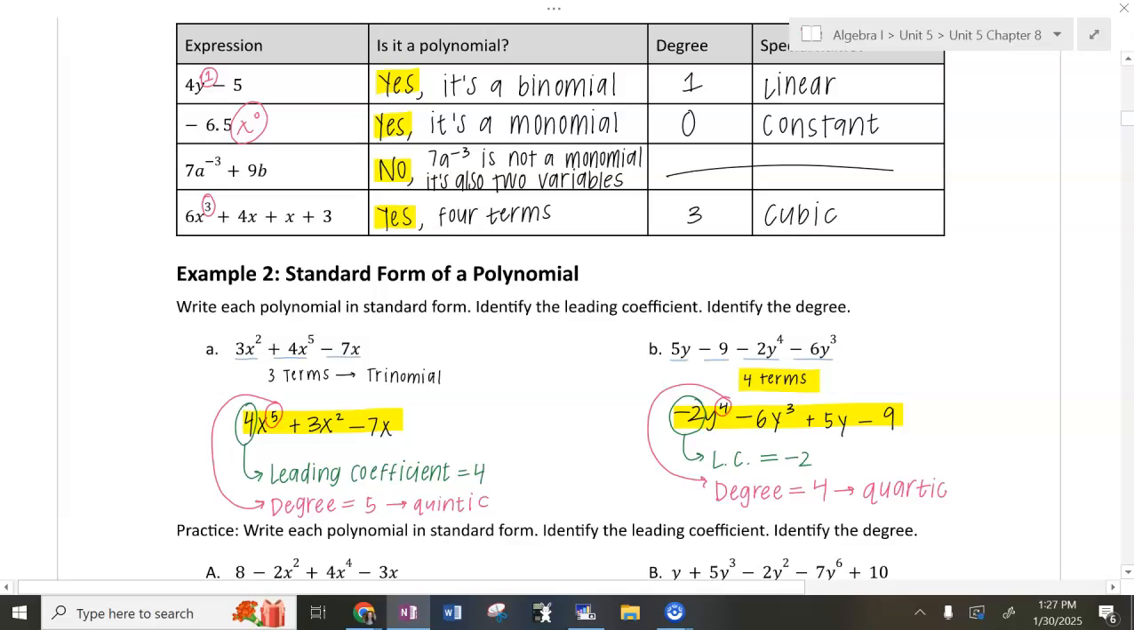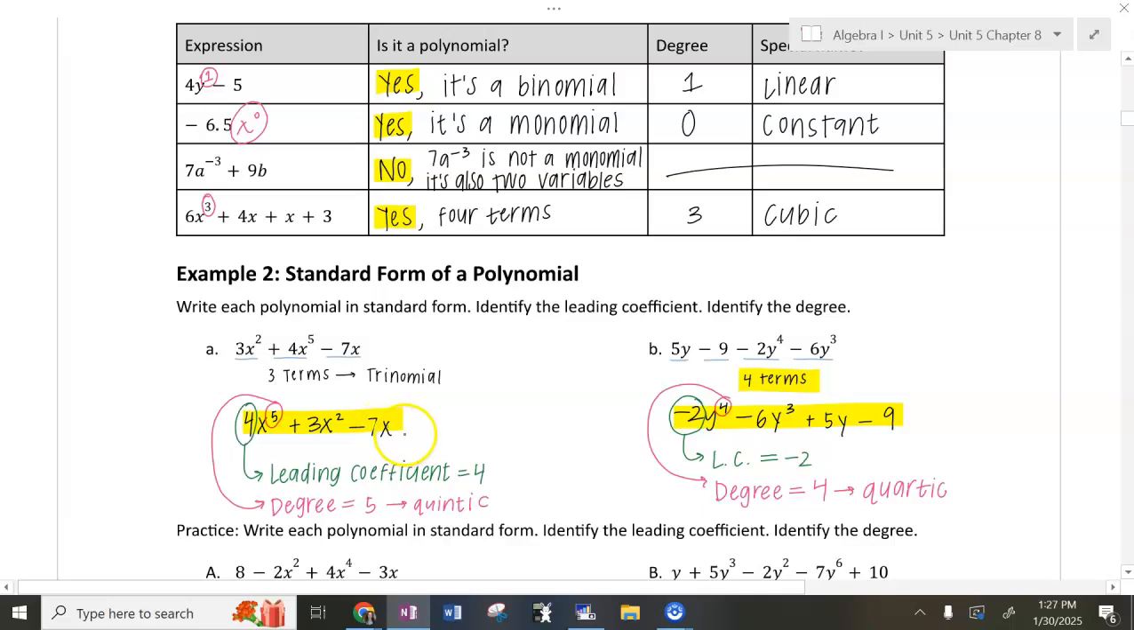In order to write it in standard form, you're going to check which one of those 3 terms has the highest power. The 4x to the 5th has the highest power, and it's positive, so you're going to put that first and keep it positive. The next highest power is the 3x squared. Since 3 is positive, you're going to put a plus sign in front of it. You have to separate your terms with a plus or a minus. The last term is going to be this minus 7x. You have to keep the minus in front of the 7x.